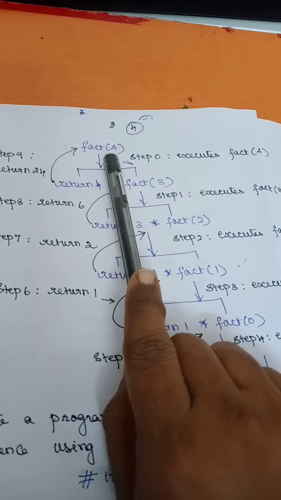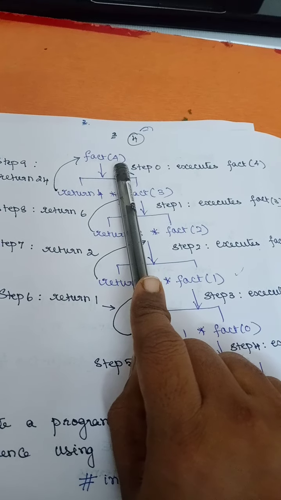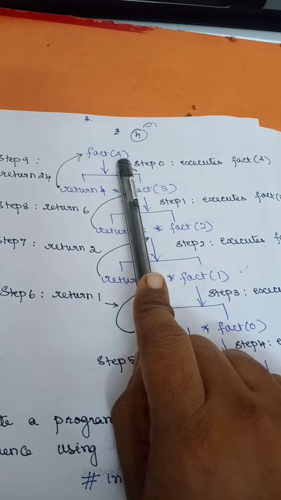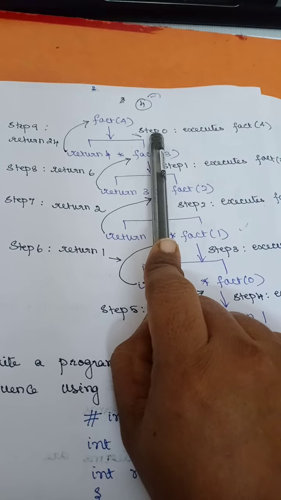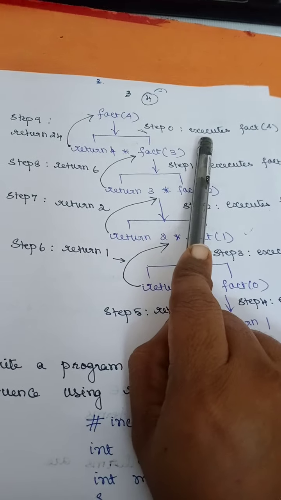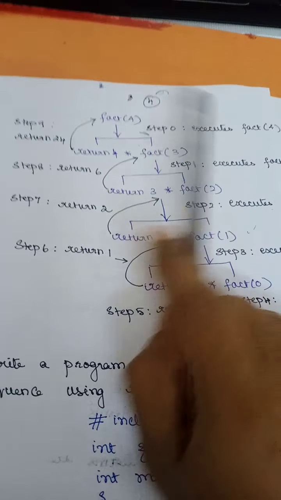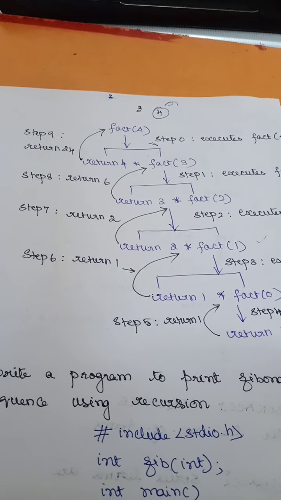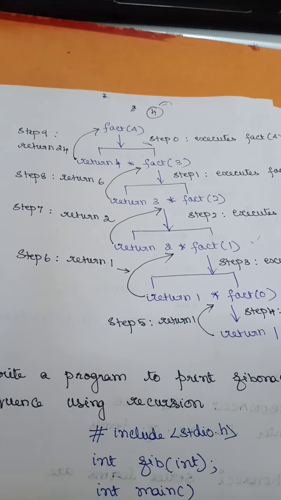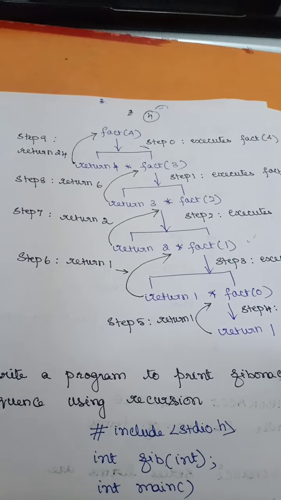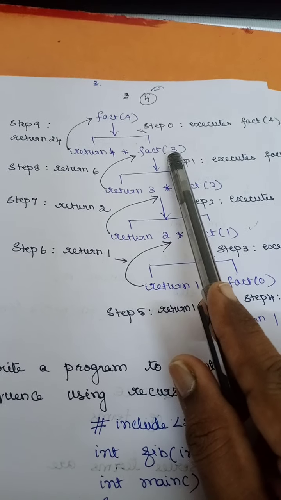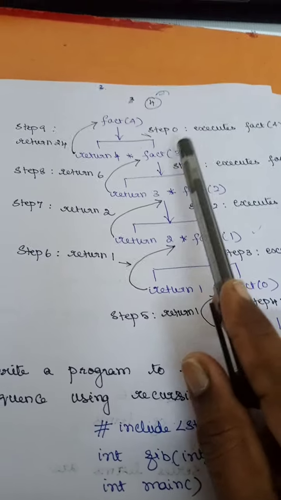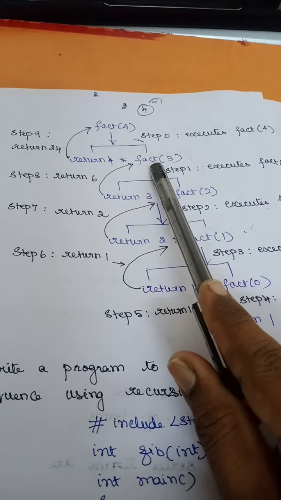So fact of 4. What is fact of 4? I am calling the function from the main program. So the fact of 4 is going to be step 0. It executes fact of 4. So what is the condition here? Factorial of number is equal to return n into fact of n minus 1. So return n into, what is n minus 1? 4 minus 1 is going to be 3. So again this function calls this, and again this will be the input.